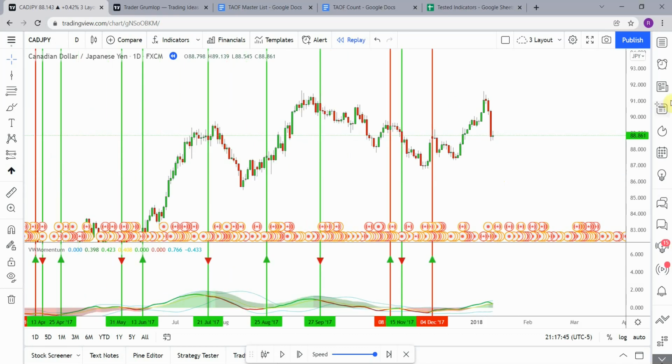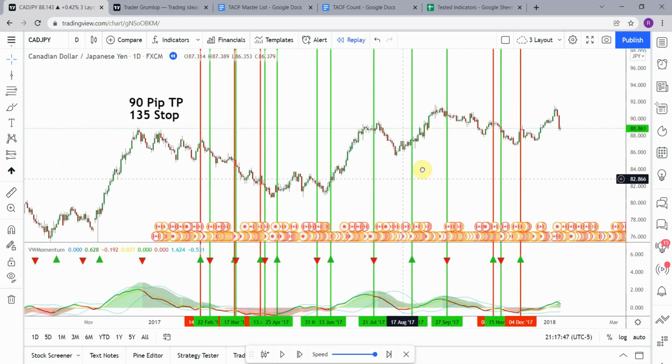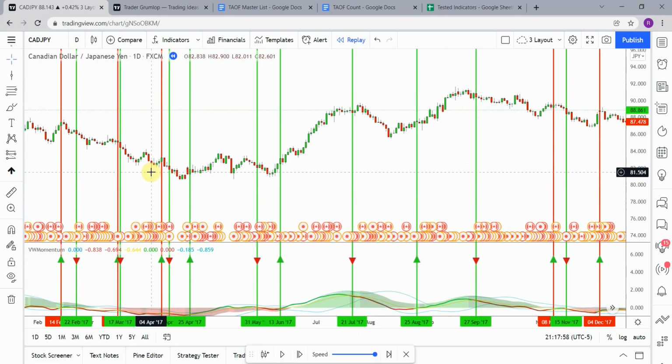Alright, let's go back and take a look at our indicator here. Everything in focus there. Let's go ahead and count them out and see what we get. So we have 1, 2, 3, 4, 5, 6, 7, 8, 9, 10, 11, 12, 13, 14, and 15. So we have 15 trades altogether. And we have 1, 2, 3, 4, 5, 6, 7, 8, 9, and 10. 10 winning trades. And so that is going to meet the 60% criteria that we were looking for.